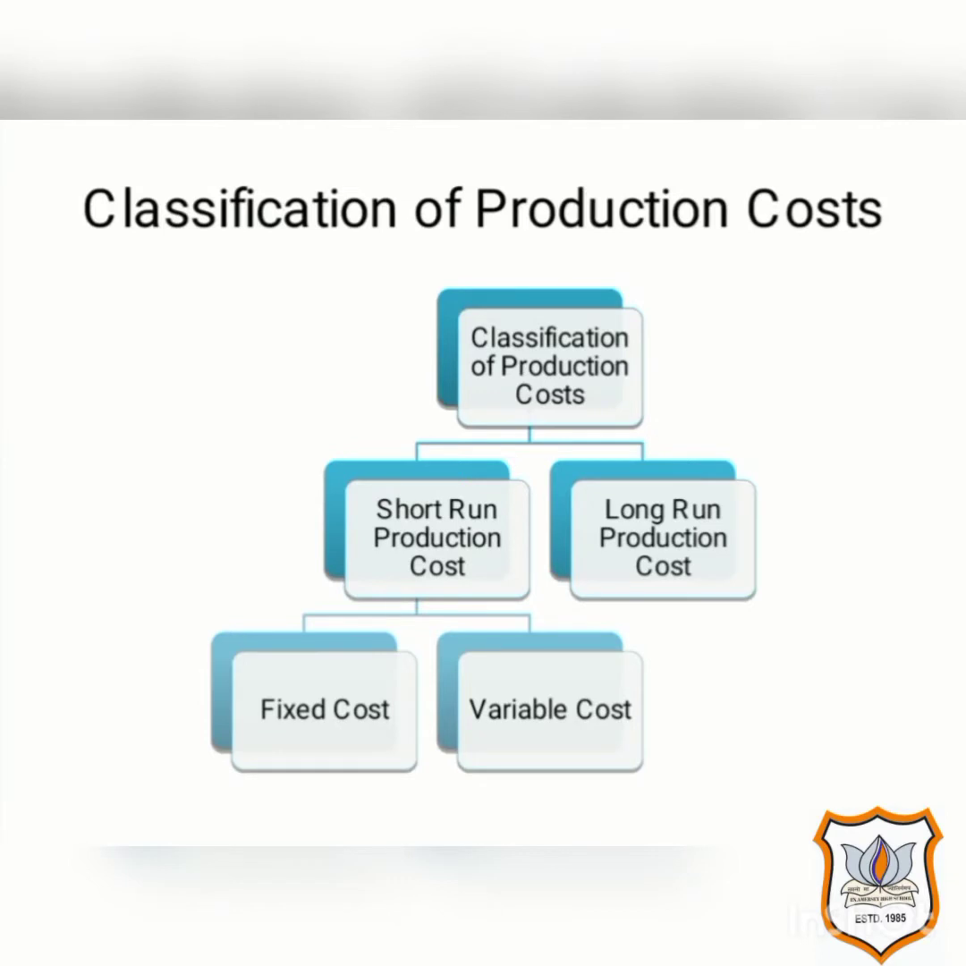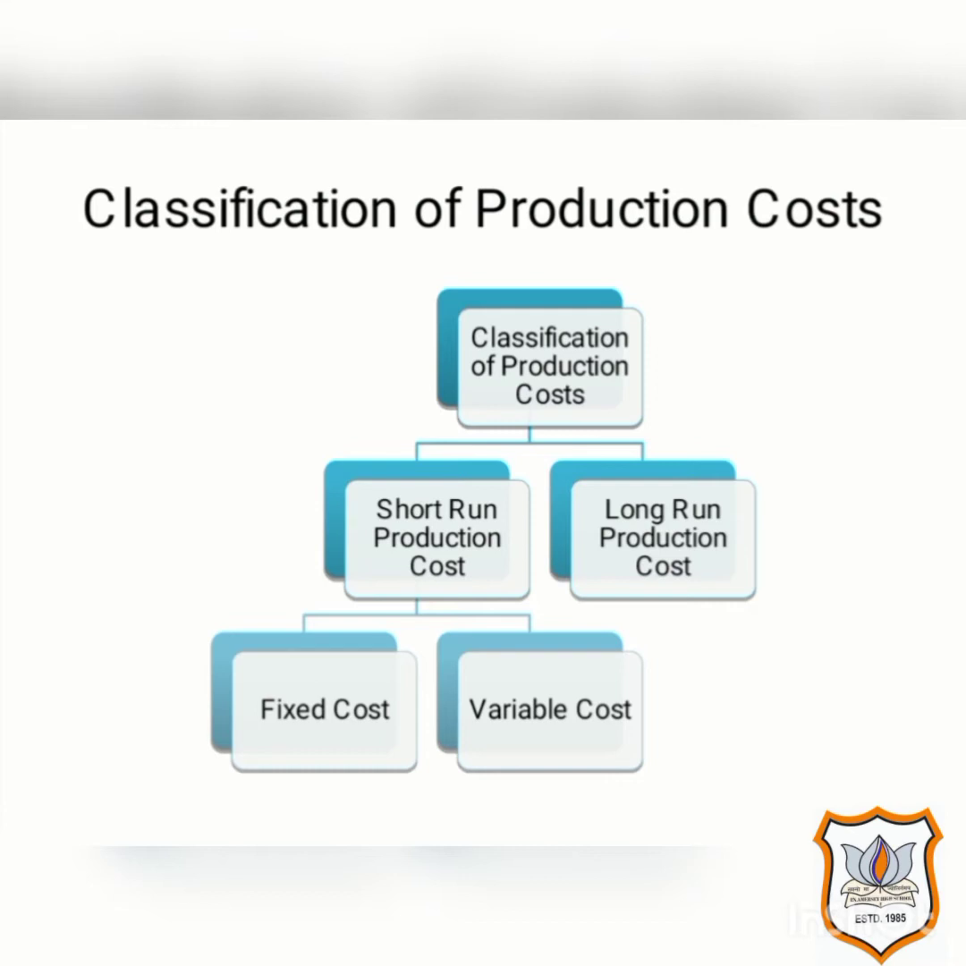Hey students, in my previous video I had already discussed various concepts of cost of production. Now today in this video let us discuss the classification of production cost. As it can be seen over here, production cost can be classified mainly into two types. First one is short run production cost and second one is long run production cost.